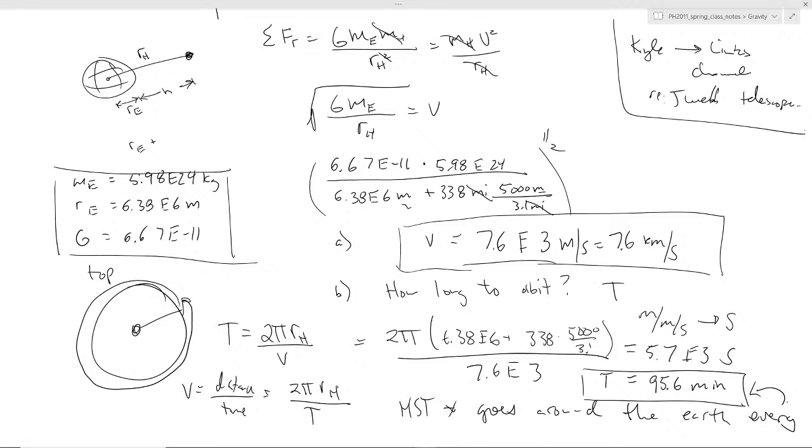The reason I showed you this question is that this is another example of the types of things that you can solve. There's stuff in your homework that's like this. Find velocities, find periods for orbits. Cool. Questions?